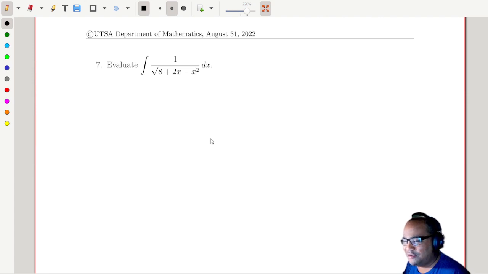Well, we saw integrals like this before. You think we can do a trig substitution? Yeah, but how? We need to complete the square here.